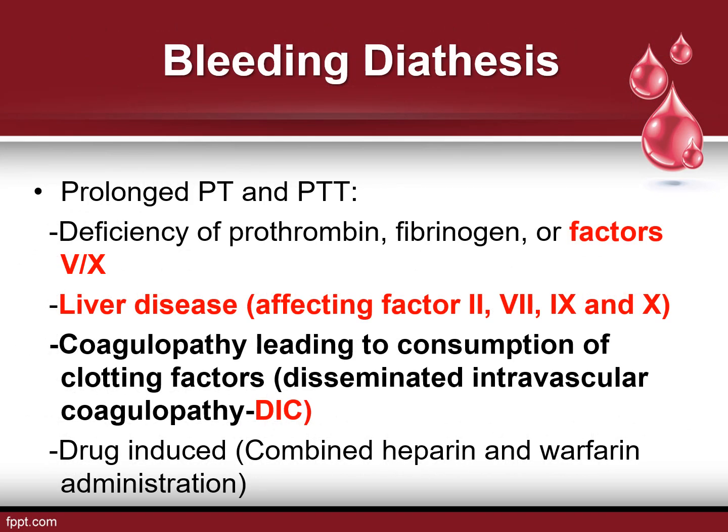Now we are going to talk about the category of bleeding disorders with prolonged PT and PTT. We can see that in deficiency of prothrombin, fibrinogen, or factors 5 and 10. We can see that in liver disease affecting factors 2, 7, 9, and 10. We can see it in coagulopathy leading to consumption of clotting factors, like DIC, and finally it could be drug induced, like combined heparin and warfarin administration.